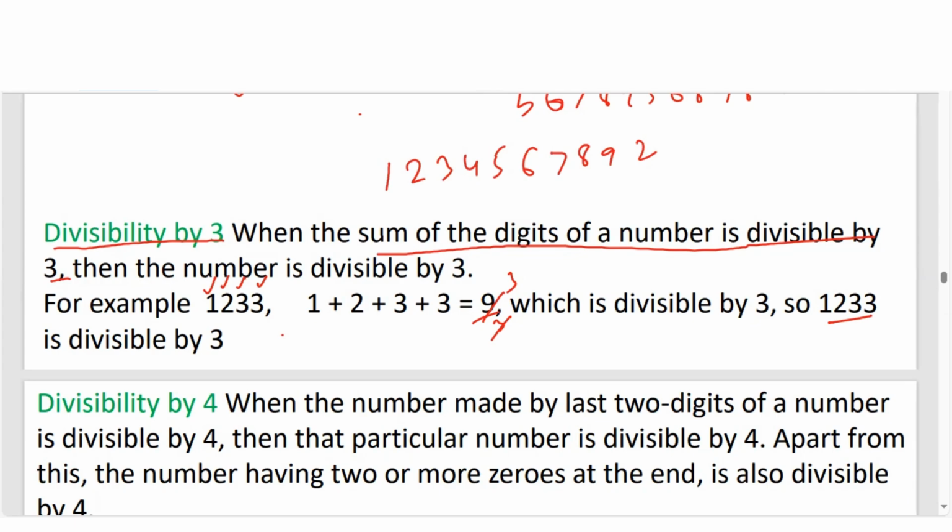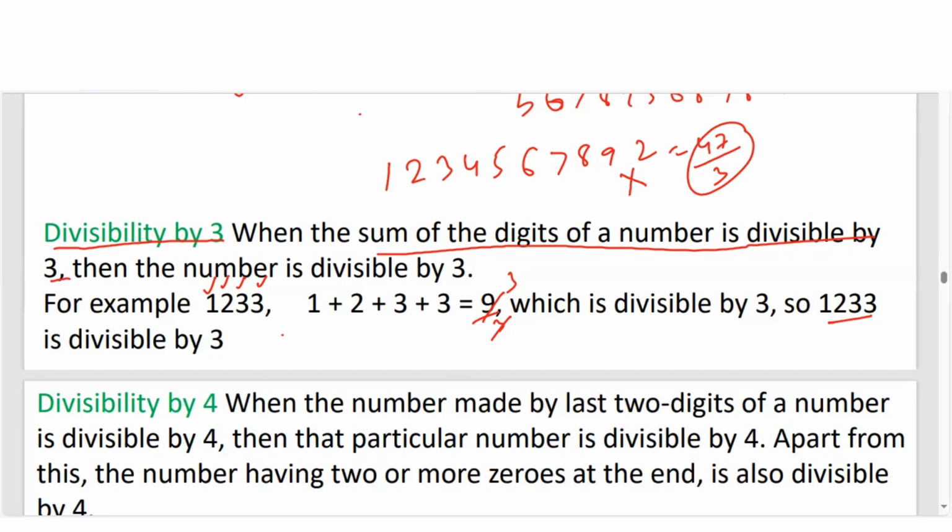Just add the digits, you will check it. Just like 1 plus 2 is 3, plus 3 is 6, plus 4 is 10, plus 5 is 15, and 6 is 21, and 7 is 28, and 8 is 36, and 9 is 45, and 2 is 47. So 47 is not divisible by 3. So this number is not divisible by 3.